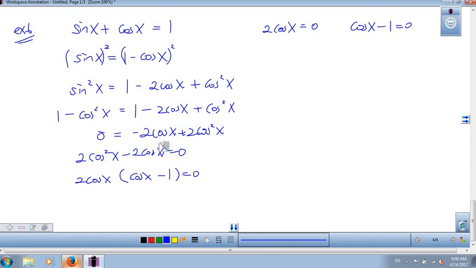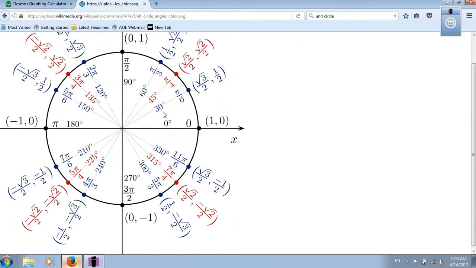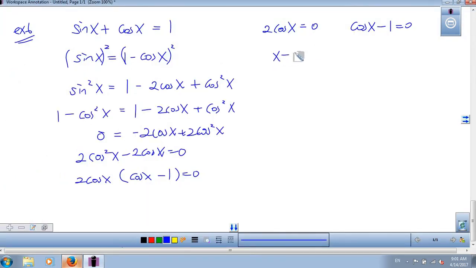When does cosine x equal 0? If you go back to the unit circle here, cosine x equals 0 when x equals pi over 2 and 3 pi over 2. And what about cosine x minus 1 equal to 0? That means cosine x equals 1. So when does cosine x equal 1? When x equals 0. So there are 3 angles that we need to check. Let's check our solutions.